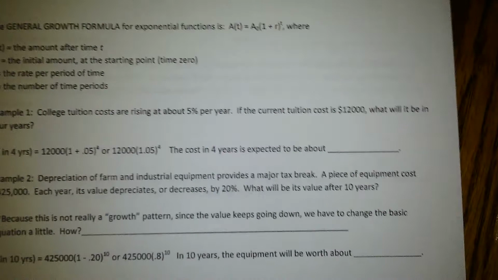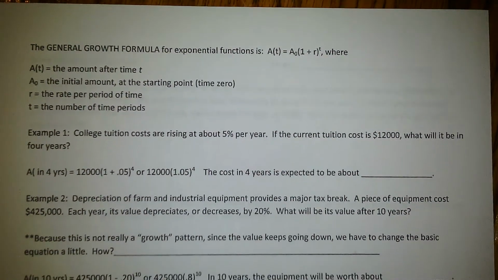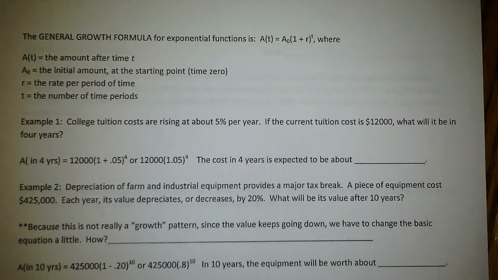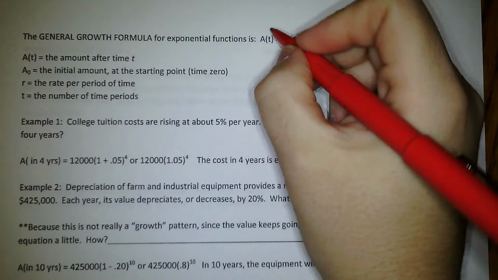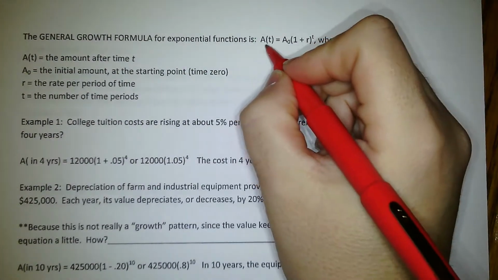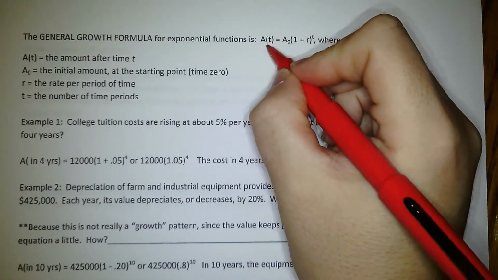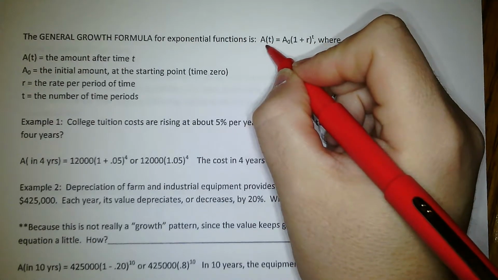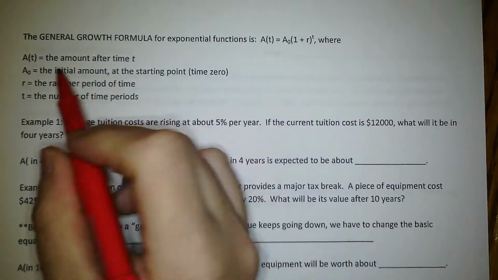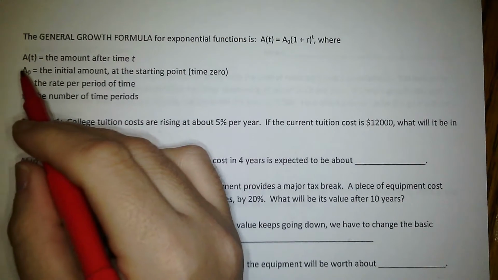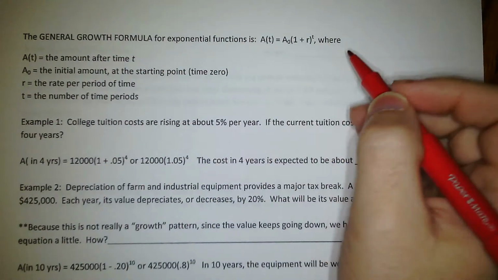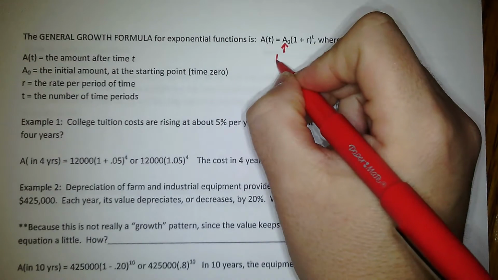This is where we actually get into the good stuff. So on page 2, we're actually looking at the general growth formula, and it has some notation in it that you need to know. The first thing you need to know is that A of t represents your time after. So this is like the amount that you're going to get after time has passed. A sub 0, this is also called A naught, is your initial amount. So this is your beginning amount.